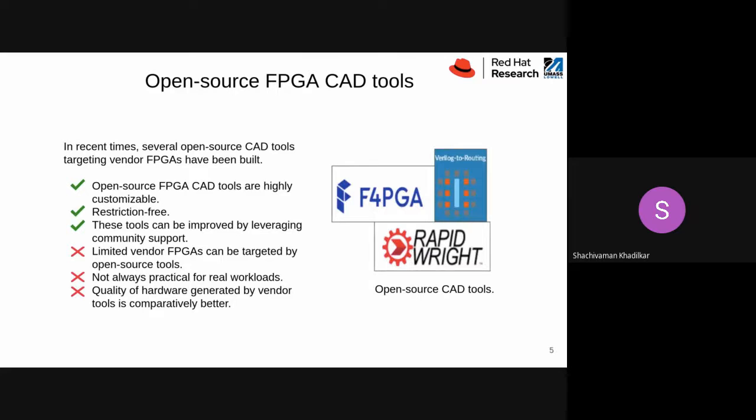In recent years, several efforts to build open source FPGA CAD tools have been made. This is good because these tools are highly customizable and don't restrict the developer. Open source tools can also be improved by leveraging community support. But open source tools are not without limitations. Firstly, not a lot of commercial FPGAs can be targeted by open source tools, mainly due to a lack of knowledge of the underlying device architectures. These tools also aren't always practical for real workloads, and the hardware quality is still somewhat lacking compared to vendor tools.